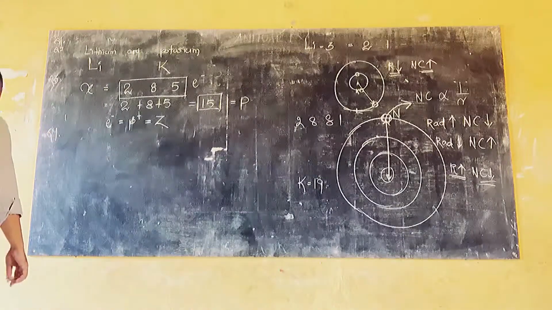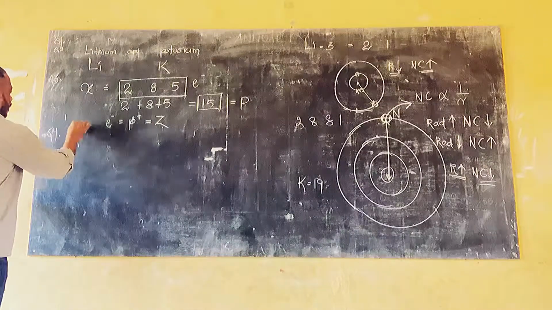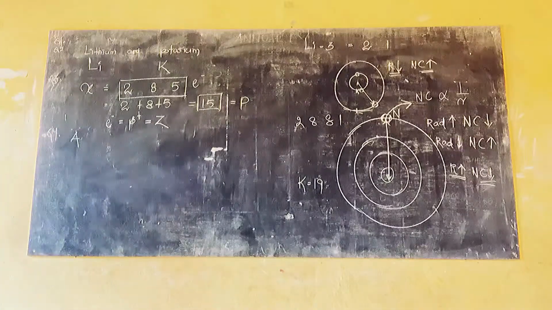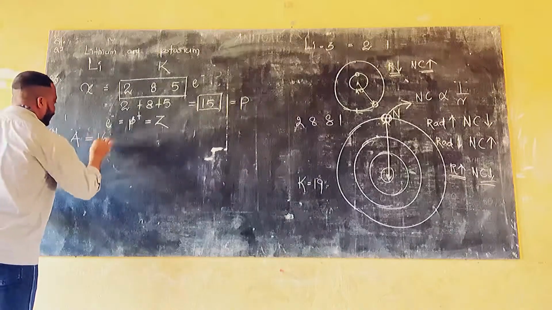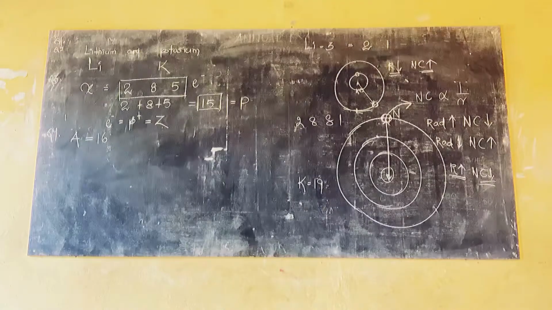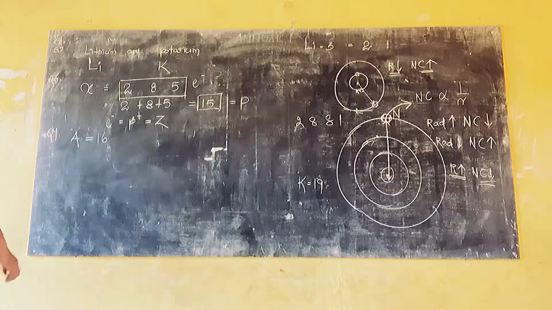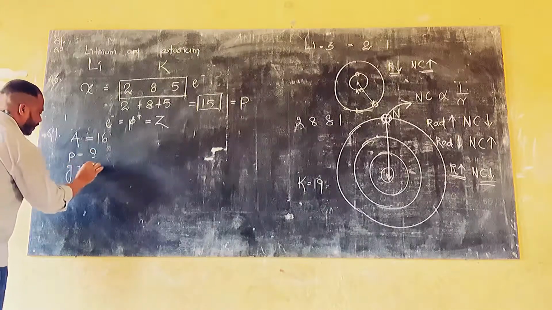Question number 4. An element A has atomic number 16. Its atomic number is 16. To which group and period does it belong? You have to name its period and also name its group.